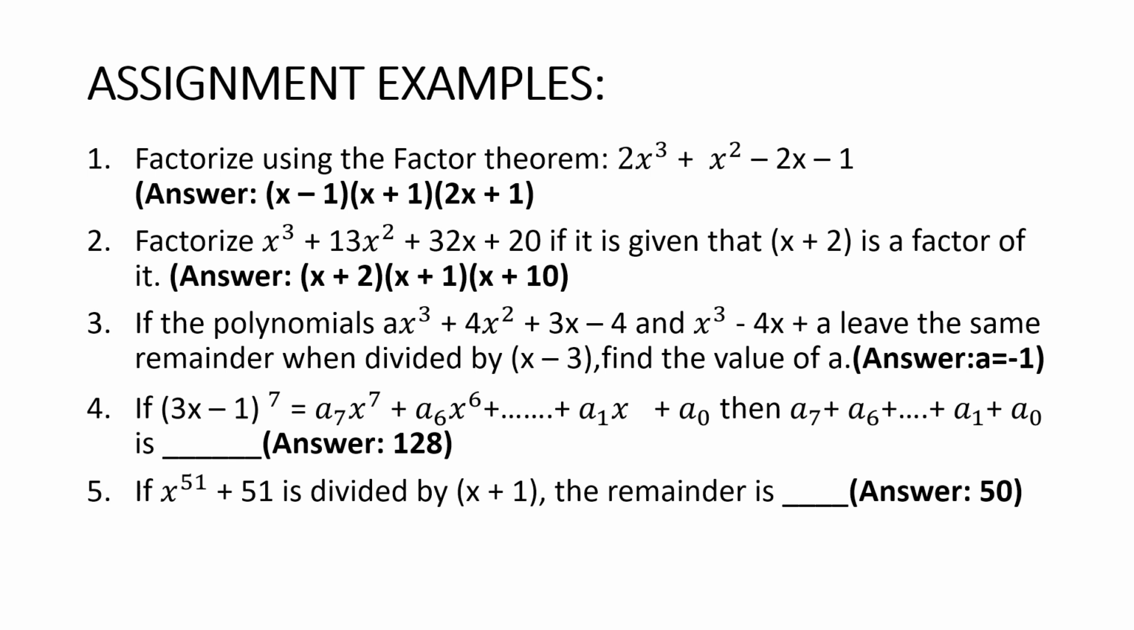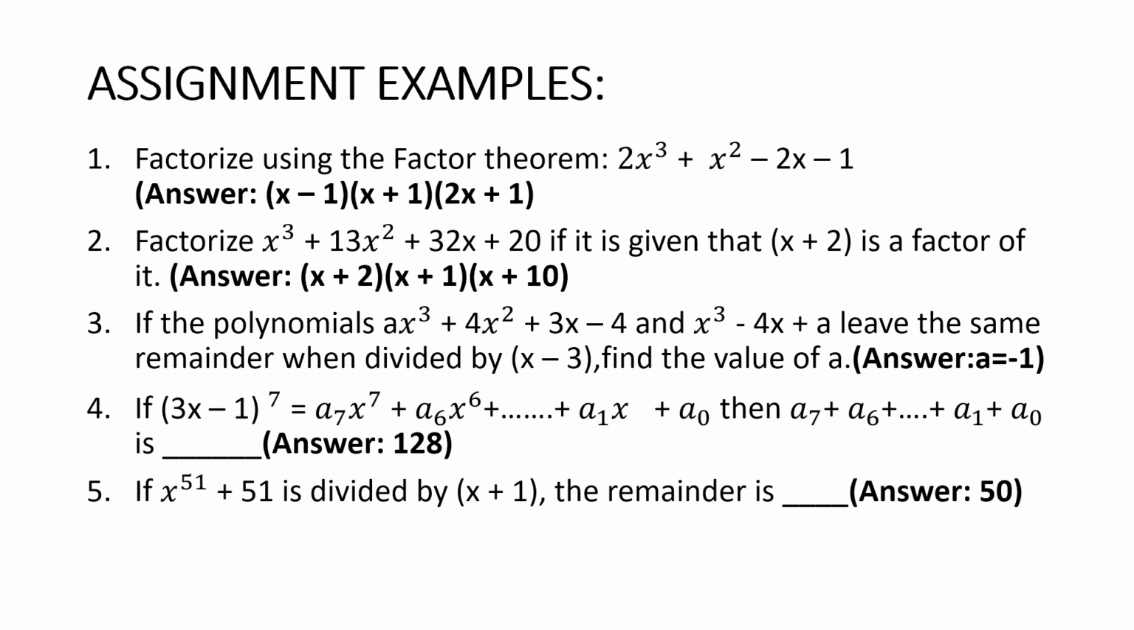Now some assignment examples. First one. Factorize using the factor theorem 2x cube plus x square minus 2x minus 1. Answer is x minus 1 into x plus 1 into 2x plus 1. Second one, factorize x cube plus 13x square plus 32x plus 20 if it is given that x plus 2 is a factor of it. So first use long division method and obtain the other factor and then use the factorization technique. So your answer is x plus 2 into x plus 1 into x plus 10.